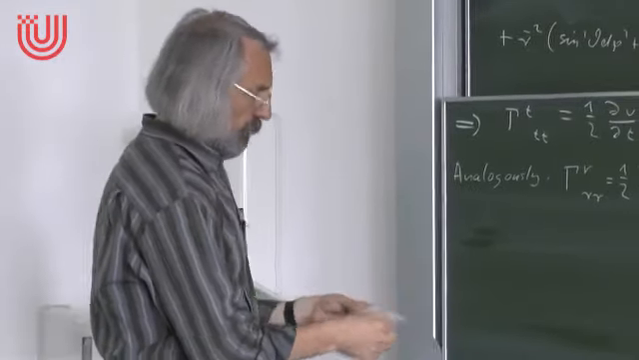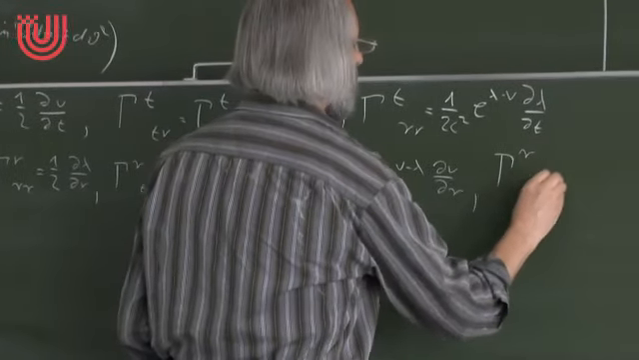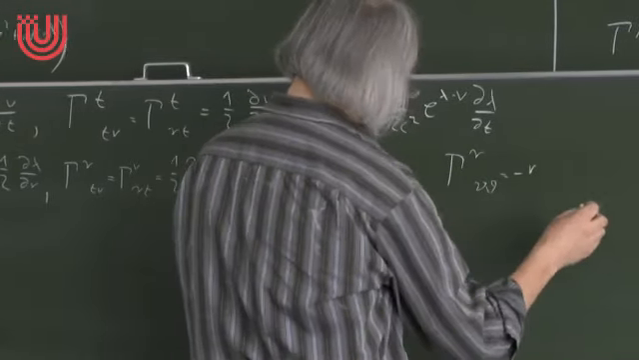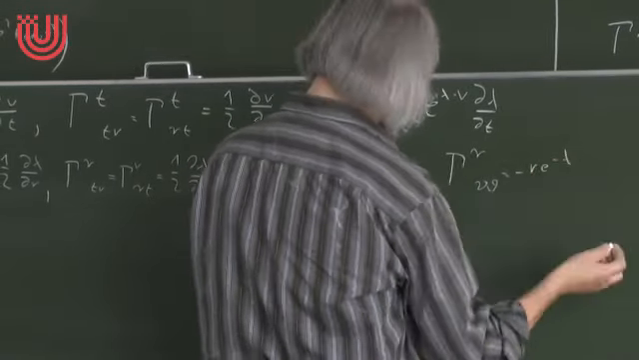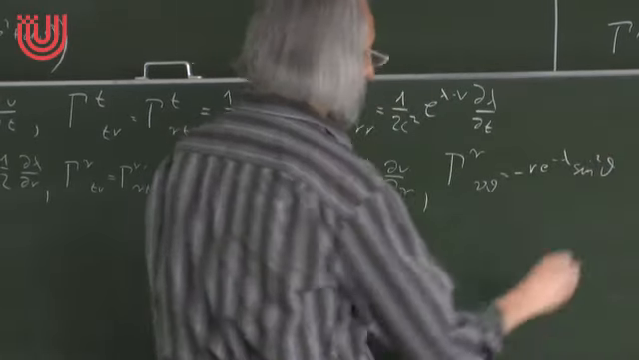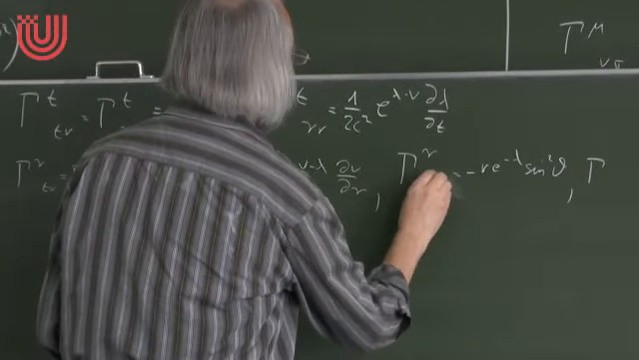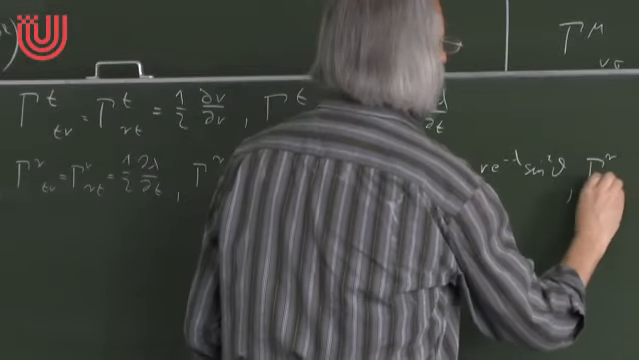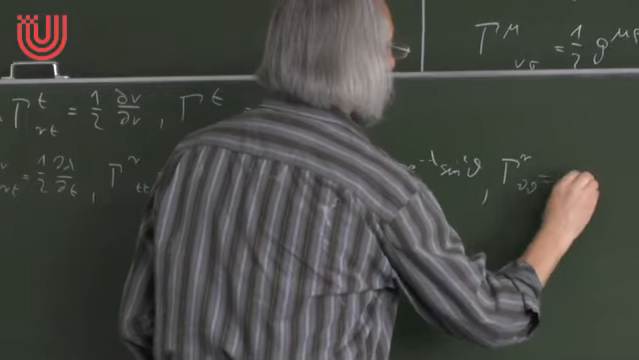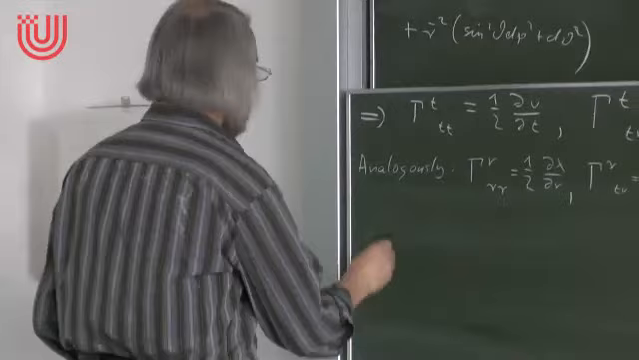The other ones, oh no, there are two more. So Γ^r_{φφ} is also different from 0. That's minus r e to the minus λ sine squared θ. No, sorry, this was Γ^r_{φφ}. Now comes Γ^r_{θθ}. That's minus r e to the minus λ.